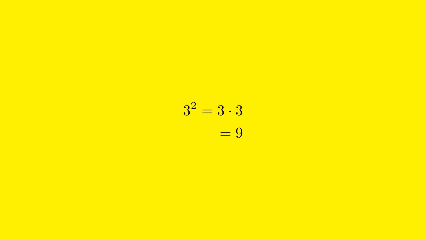So the original expression 3 raised to the power of 2 is simplified to 9. We have now transformed the expression from 3 raised to the power of 2 to 9. This completes step 1, where we simplified the power or exponent.